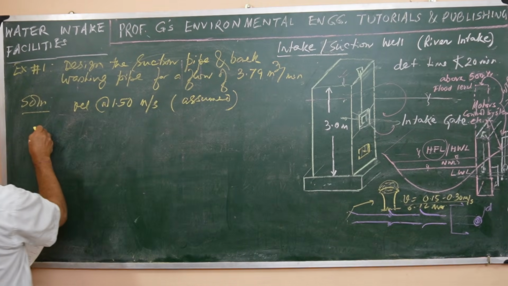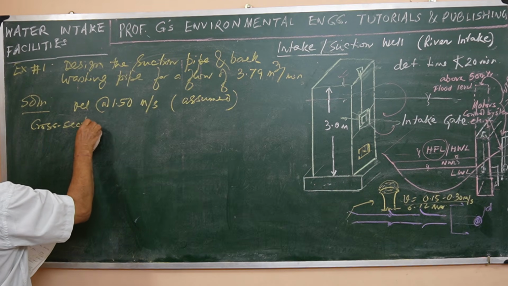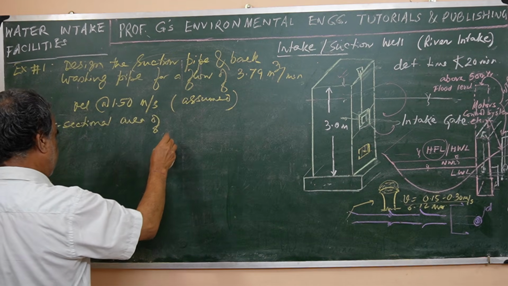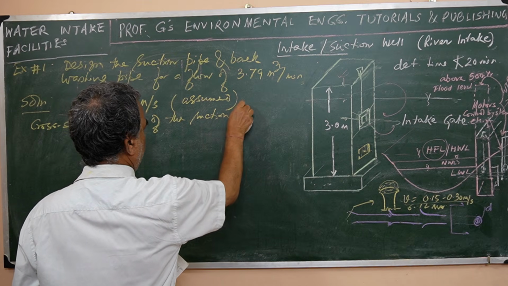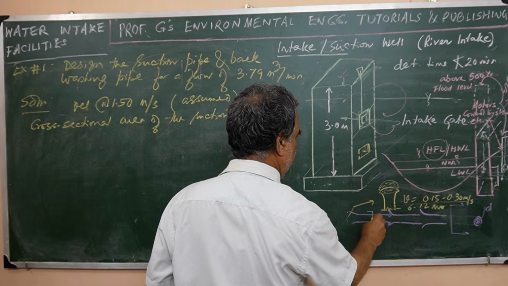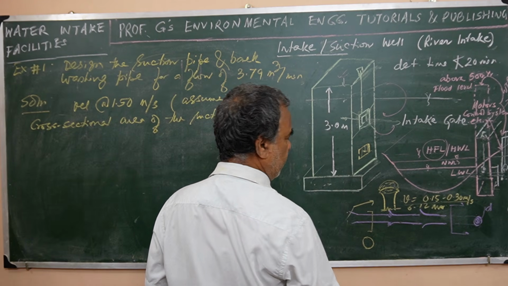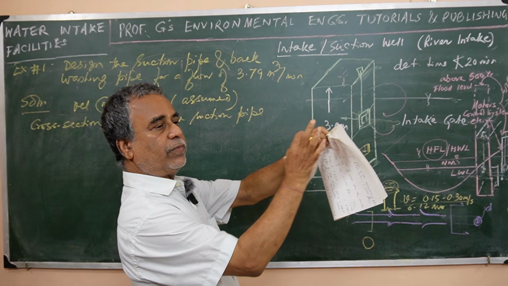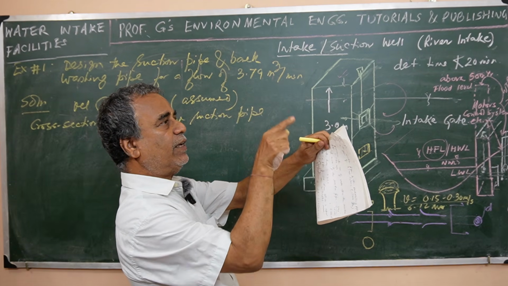As per standard design guidelines. So the cross-sectional area of the suction pipe: suppose this is the pipe, hollow inside. If you cut it vertically, you will get the round section.